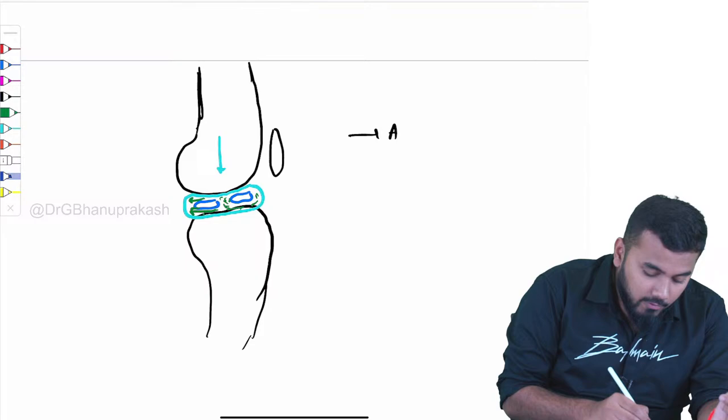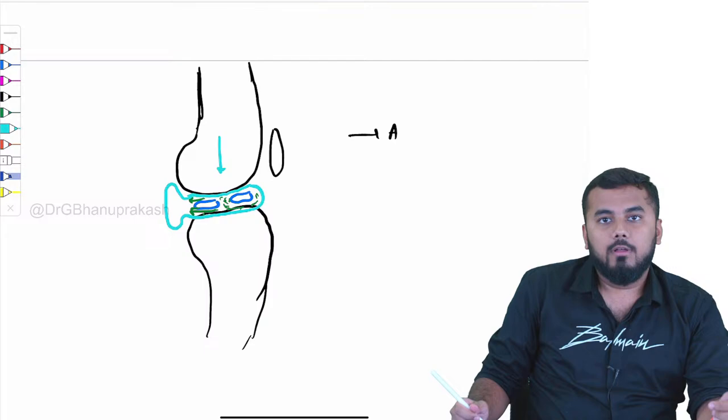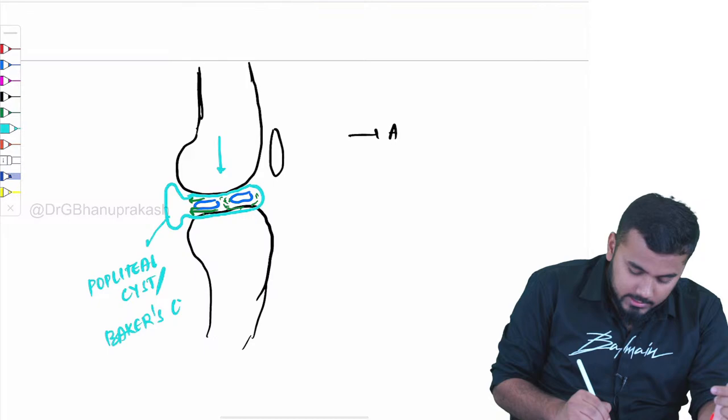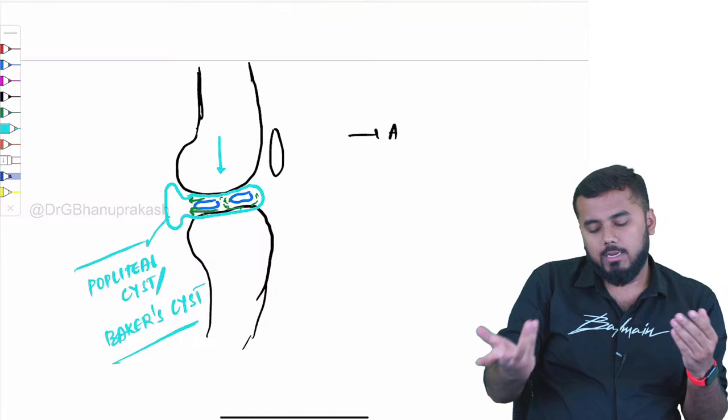And what will happen is that this area will pop up like this. And this popping up of this area is called popliteal cyst, or it is also called Baker's cyst. Okay. So you might ask, do we need to do surgery? No, it is self-resolving. It will automatically resolve by itself. So this is the important thing you need to know.